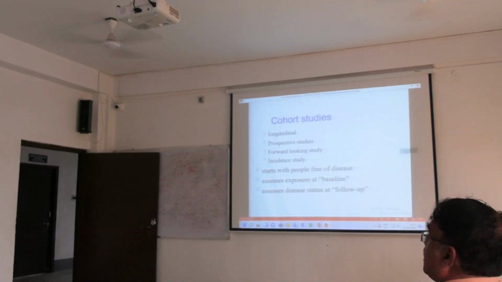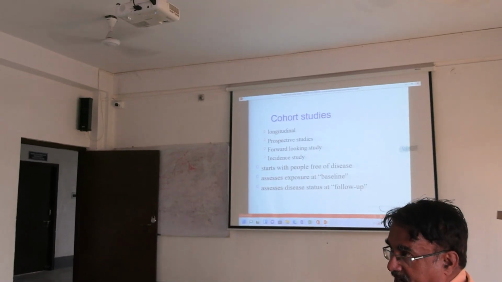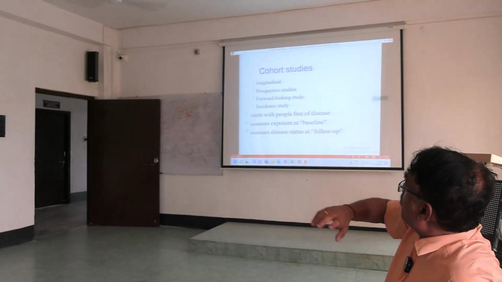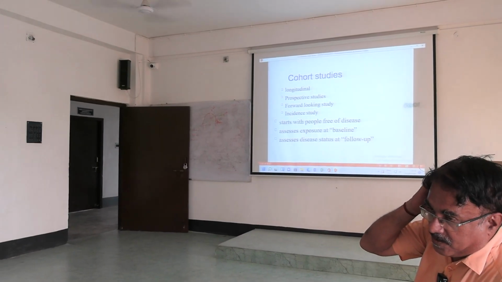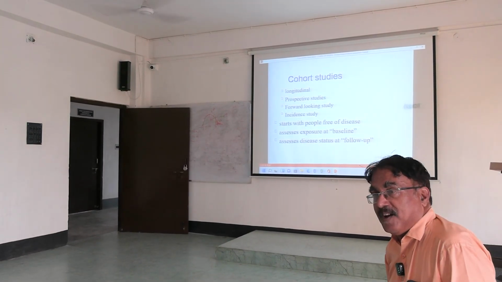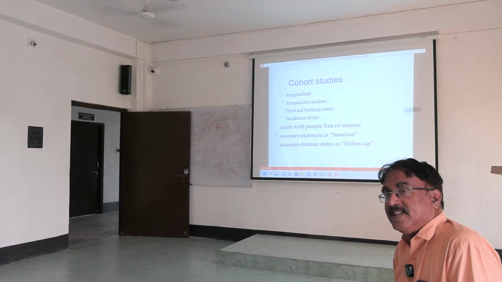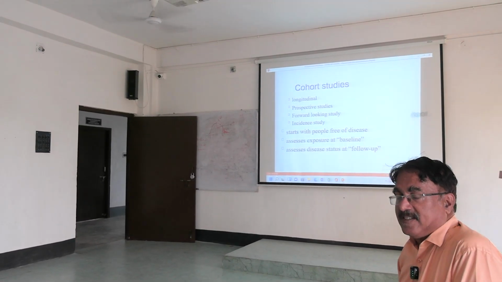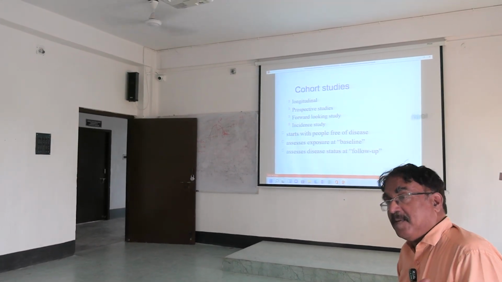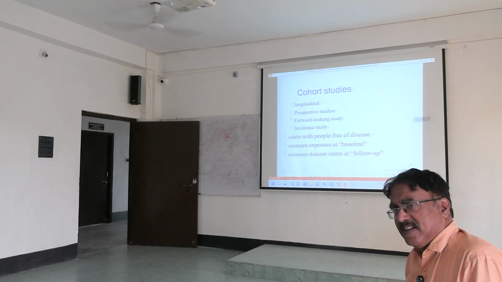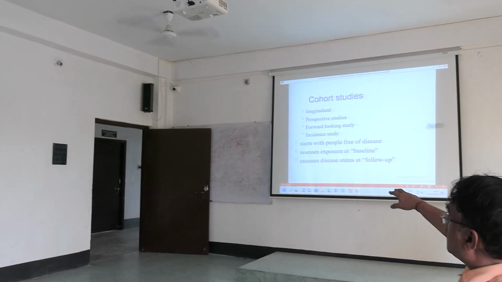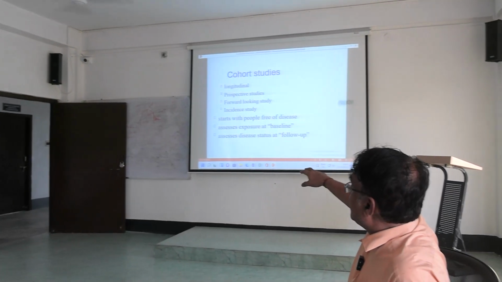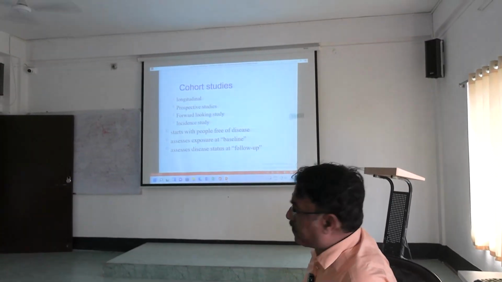Cohort studies are also usually called longitudinal studies. They go forwards: prospective, forward-looking studies, and start with people free of disease. Right now, none of you have any major disease, but 20 years later some of you may have diabetes, some hypertension, some dyslipidemia, whatever else. Very natural thing. So it starts with people free of disease, assesses exposure at baseline, and assesses disease status at follow-up.